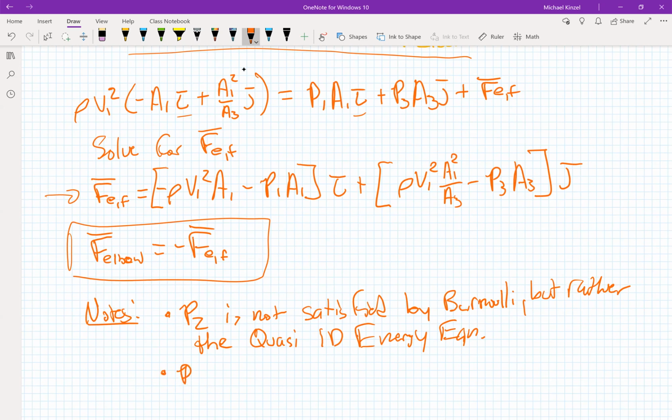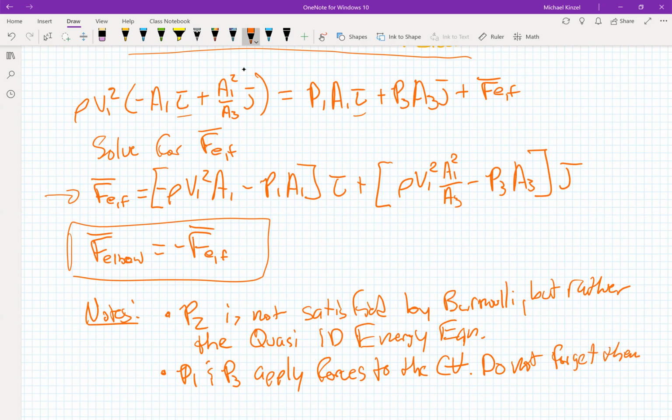The other thing, and this is where a lot of people mess up, is that P1 and P3 apply forces to the control volume. Do not forget them. They're critical here. Just think about this: pressures on the order of 100,000 pascals at standard conditions, right? That could lead to large loads applied to this system. So that's it for example 1, finding the force on an elbow. Next one, we're going to go to an airfoil.